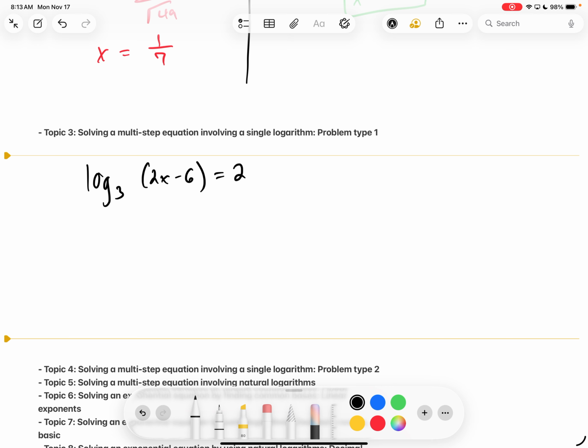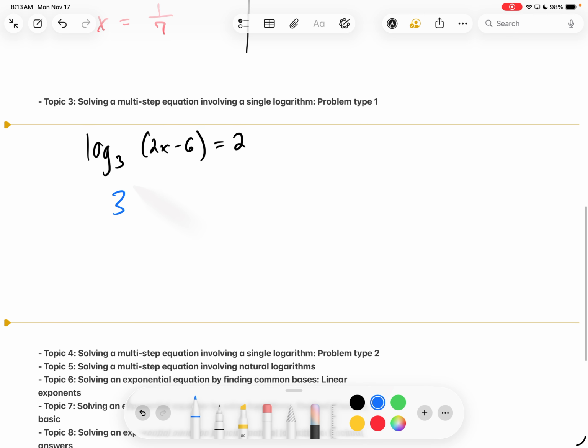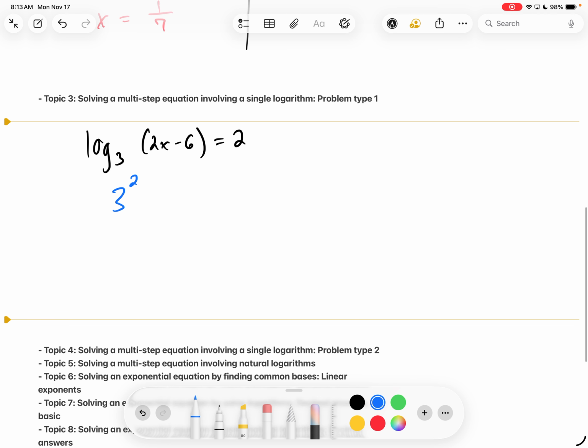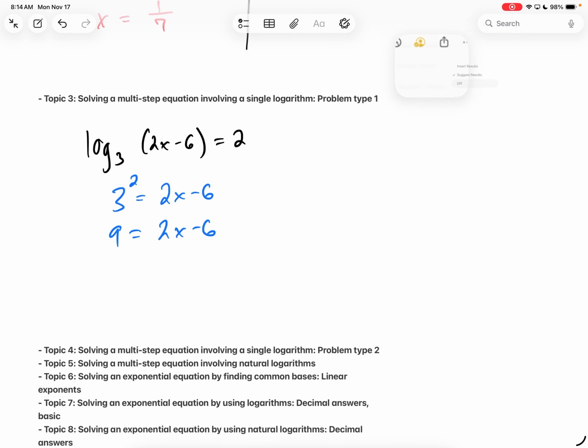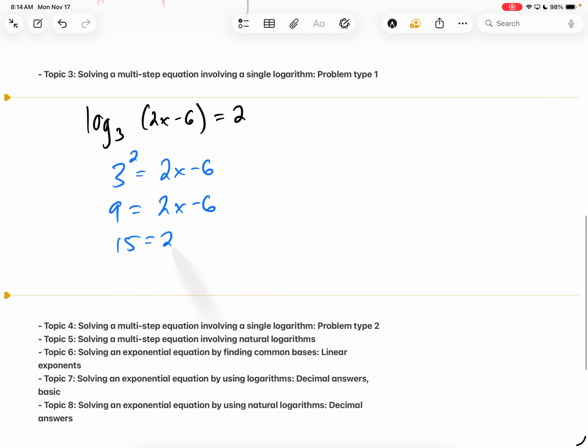All right, so these get a little more complicated, but the process is going to be the same. You still want to just rewrite it to exponential. So this is going to be 3 squared, my base 3, my exponent's over here by itself, equals 2x minus 6. And once you do that, you can probably work it out from there. 3 squared is 9, 2x minus 6. So you add 6 to both sides, divide by 2. So x is 15 over 2.